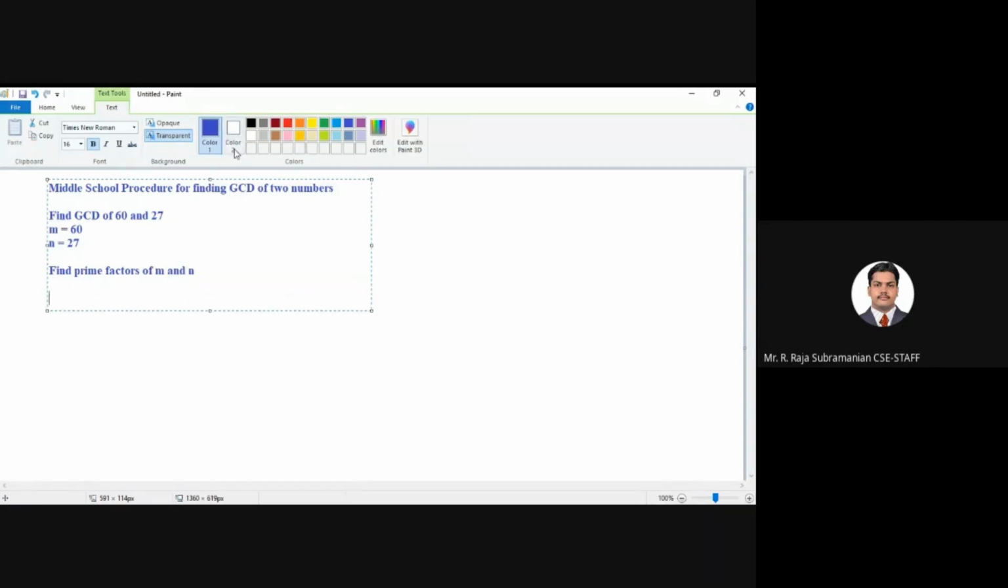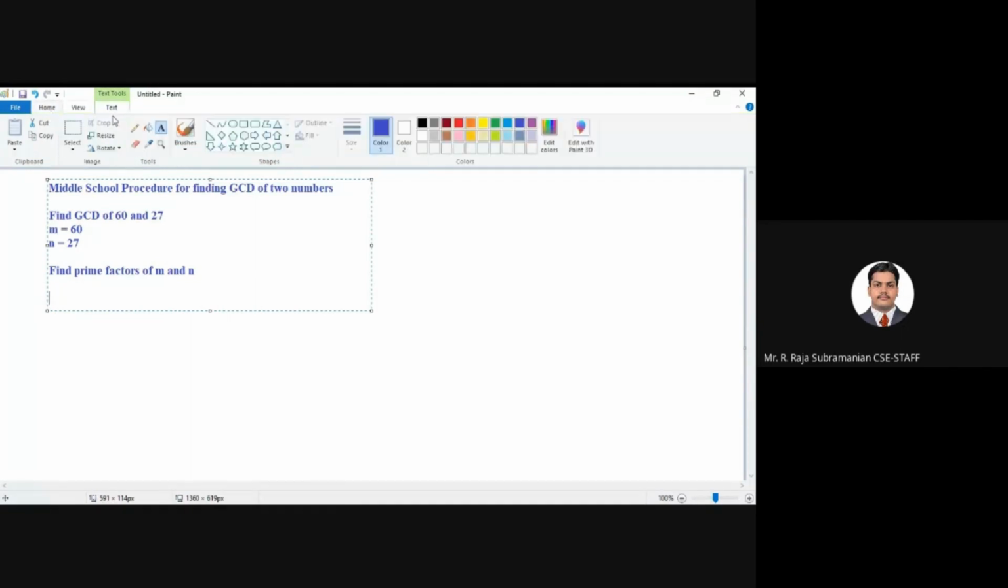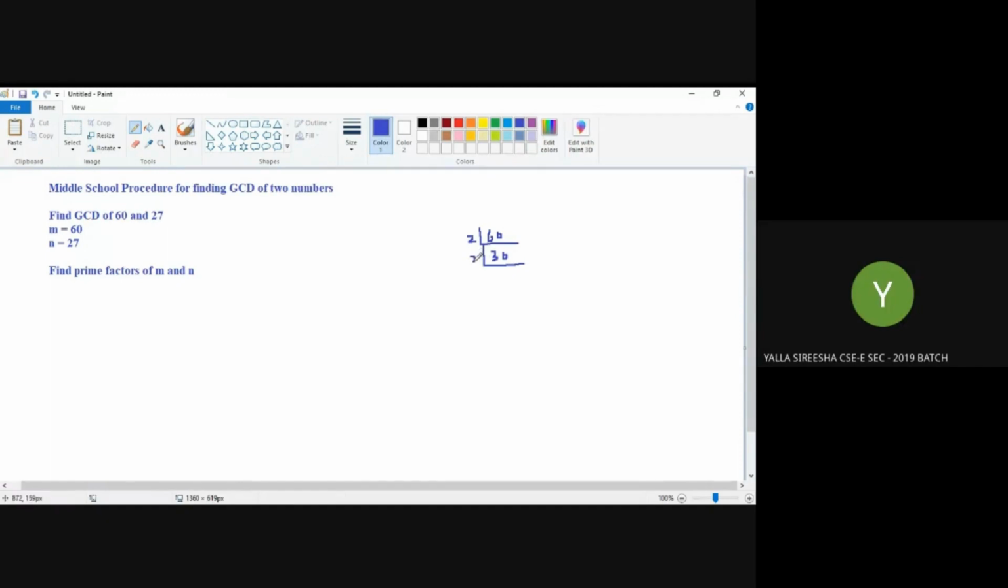How can we find the prime factors? For example, I take 60, as in LCM. Yes, exactly. If I take LCM, what will come? Only prime numbers should be taken. First, I'll take 2. 2 into 30. Next, 2 into 15. Next, 3 into 5. 2 will not support now, so I go for the next highest prime, that is 3. 3 into 5 is 15. Next, 5 ones. Similarly, I'll find for 27 also.